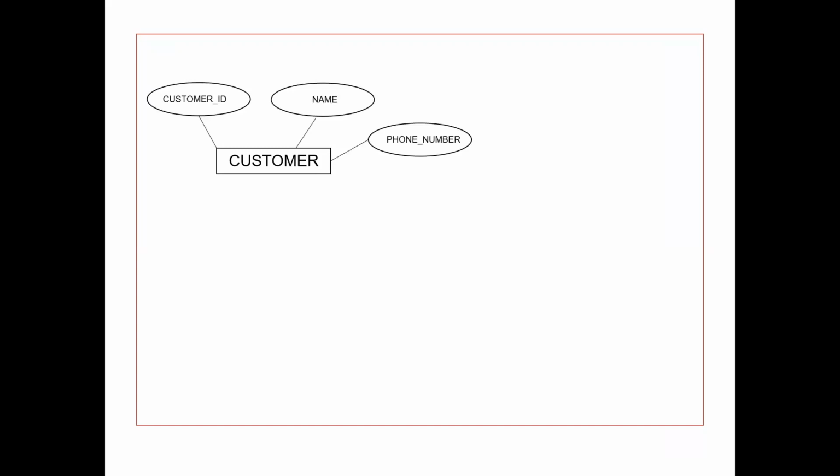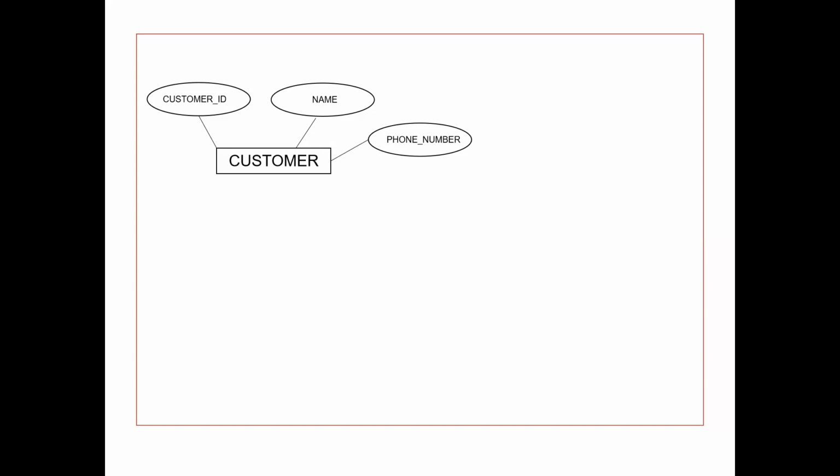So to draw an entity, we use a rectangle, and the name of the entity should be written in the center of the rectangle in singular with capital letters. Therefore, the entity will be represented like this. The attributes are represented by ovals and connected to the entity with a line. So, attributes of the customer entity will be like this. And each of these attributes store a single value.